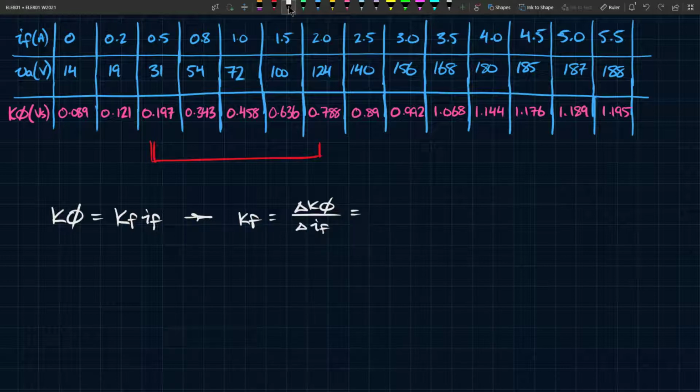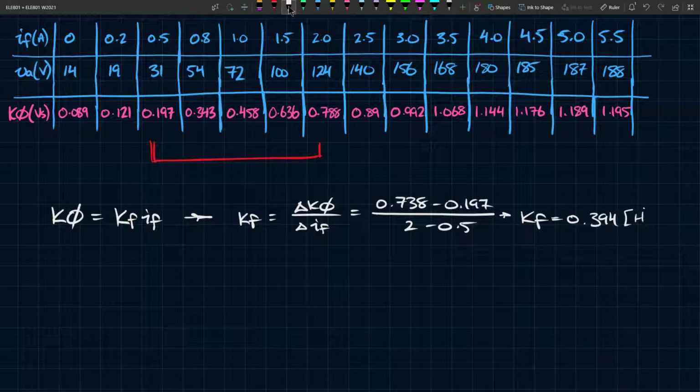And if you solve these numbers, let's say 0.738 minus 0.197 divided by 2 minus 0.5, you'll get that Kf is equal to 0.394, and the units are of an inductive quantity, I guess, or characteristic, or nature, let's say.